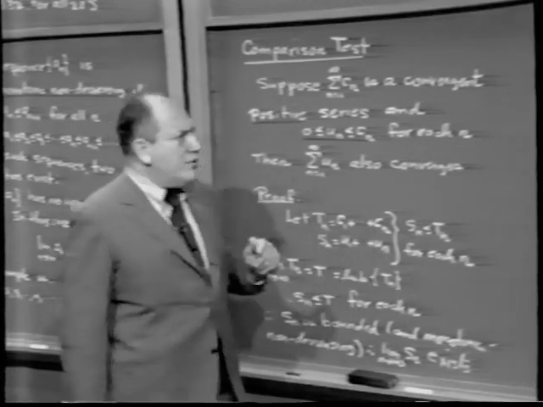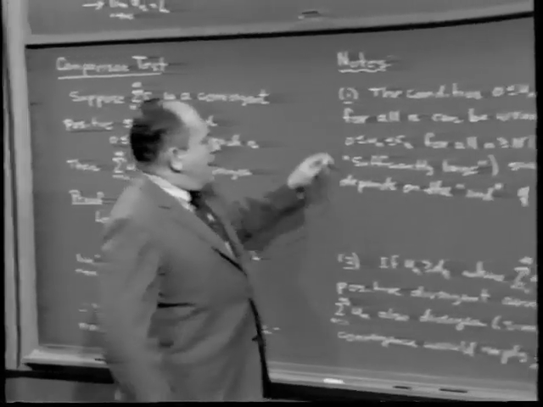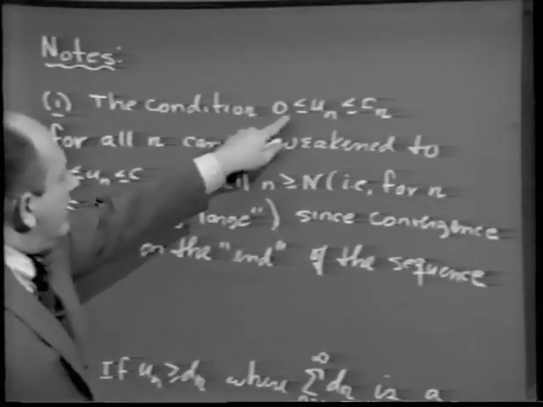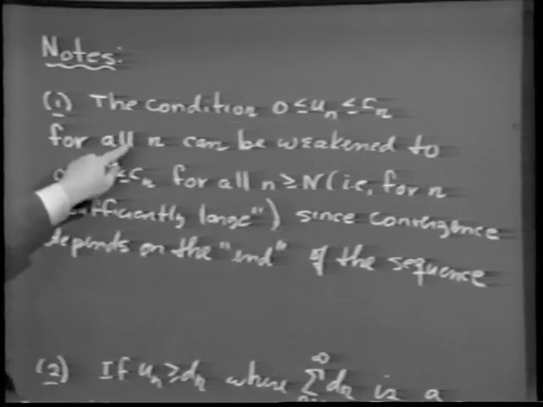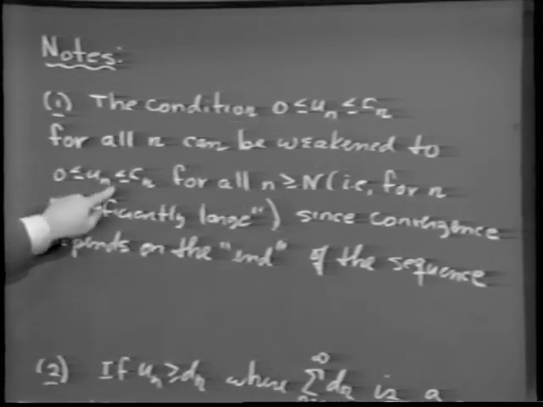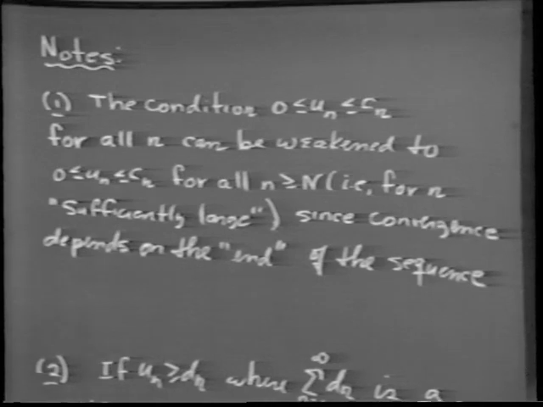There are a few notes that we should make, first of all. Namely, the condition that u sub n be between 0 and c sub n for all n can be weakened to cover the case where this is true only beyond a certain point. Look, let me show you what I mean by this.